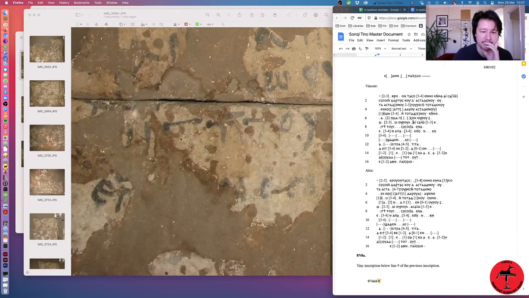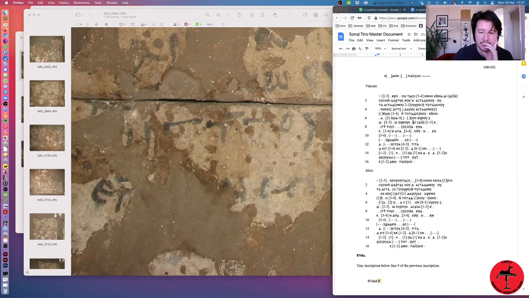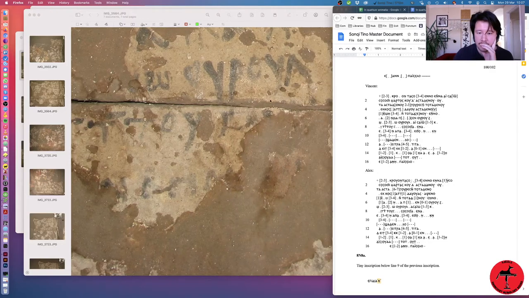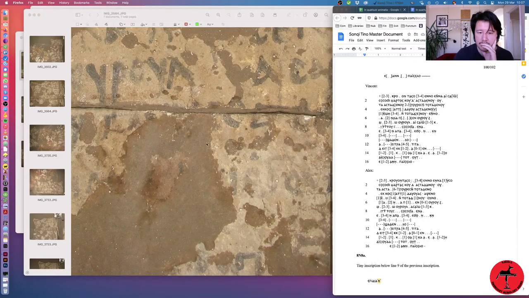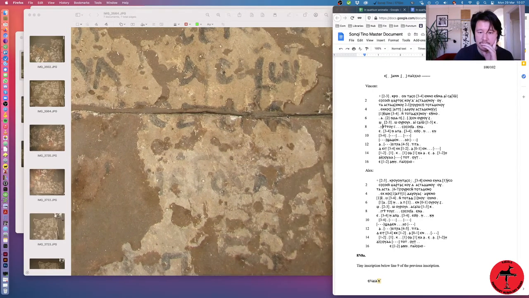Next line. Oh, that's a lot of T's. That makes no sense. This must be the ending of the word. Tittu, and that's the word gift. And then indeed, Songojab. Okay.